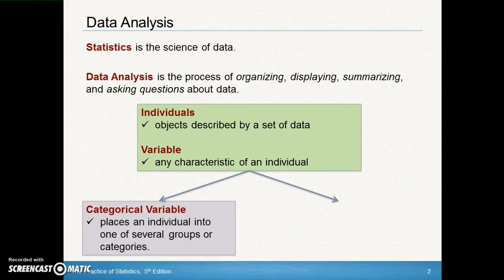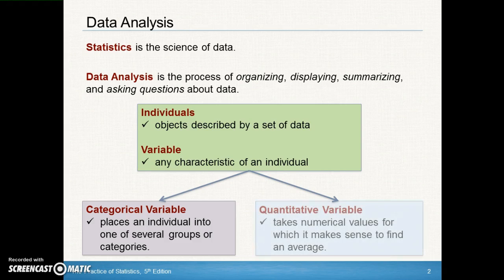Categorical variables place an individual into one of several categories. So an example of a categorical variable would be something like your gender, your grade level, what advisory you are in. Whereas a quantitative variable takes numerical values in which it makes sense to find an average. So that would be something like age or GPA. We can talk about the average age of an 11th grader. We can talk about the average GPA of a 12th grader.